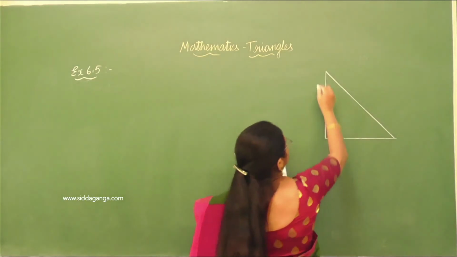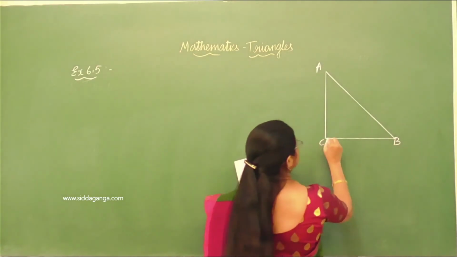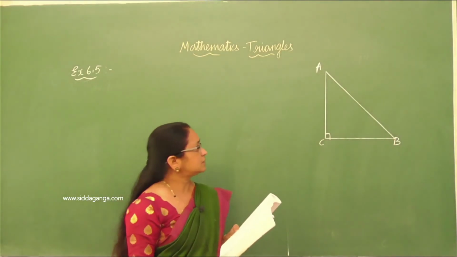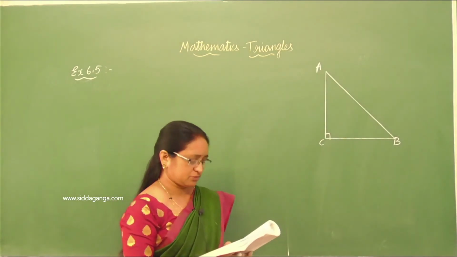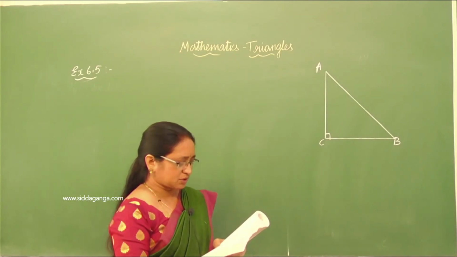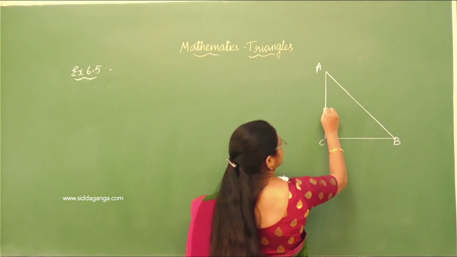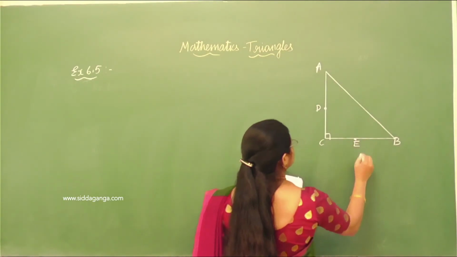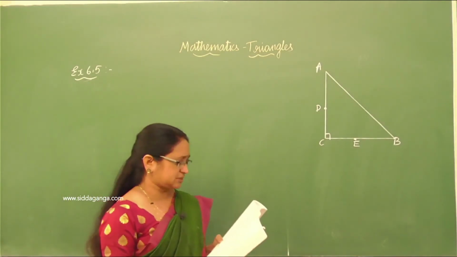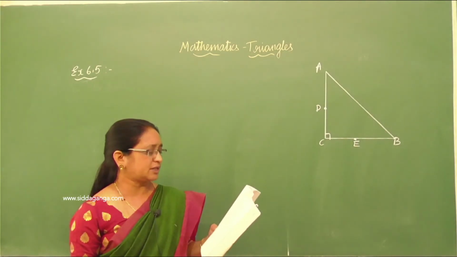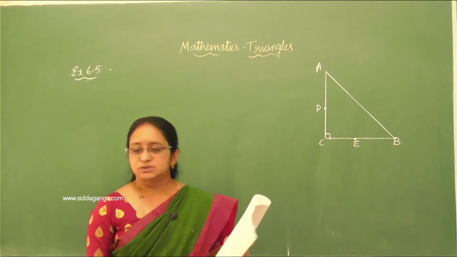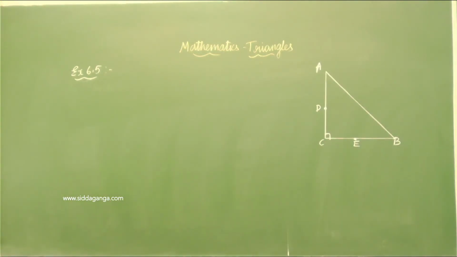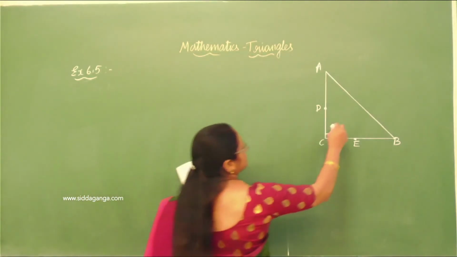Right angled at C. So ABC is a right angle triangle, that means angle ACB is the right angle. Next, D and E are the points on the sides AC and BC, or CB, respectively of the triangle ABC, right angled at C. So now here we'll join.